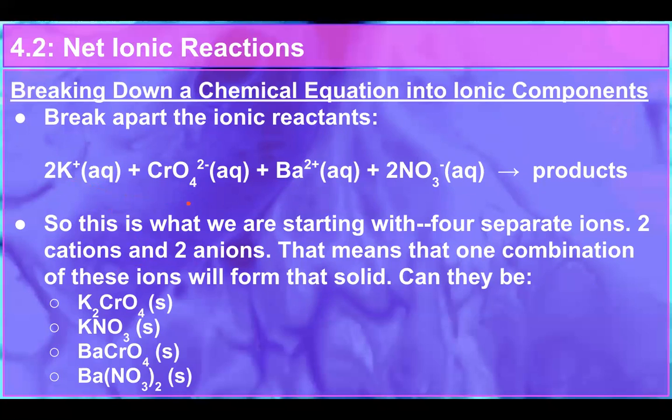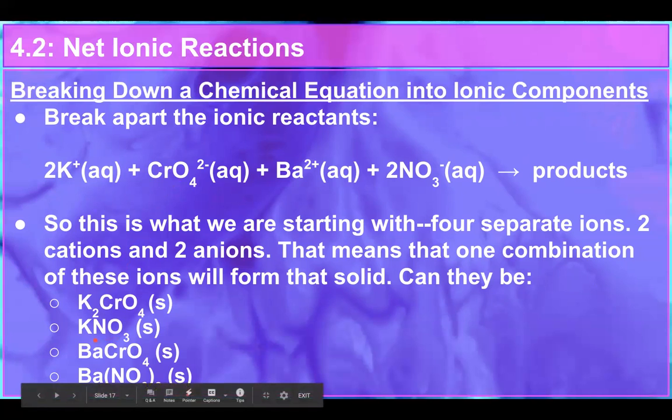So let's talk about what we got. We are starting with potassium chromate, which in a solution we would write like this: we have our potassium ions, we have our chromate ions. Same thing with the barium nitrate: we have our barium ions and the nitrate ions. When we add them together, we're going to get our products. So the question is, what is that solid? Is the solid going to be potassium chromate? Well, we already know that it wasn't in its original solution, so it's not going to be when we put them together.